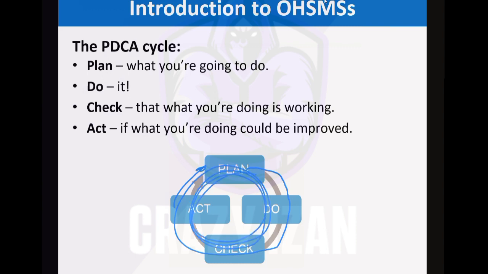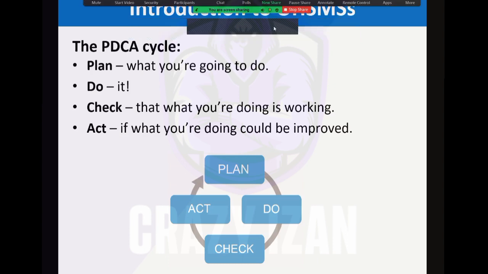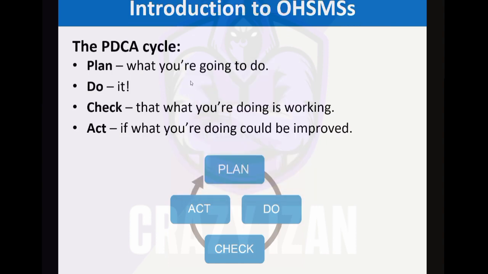If you keep on repeating this cycle, it is going to help improve your health and safety management system. It will help make your health and safety management system more efficient and more effective. So, guys, this is known as the continuous improvement cycle, and this is the basis of almost all the health and safety management systems around.